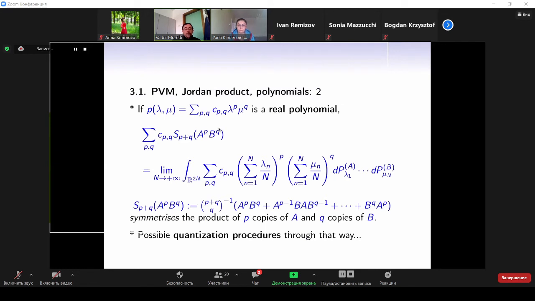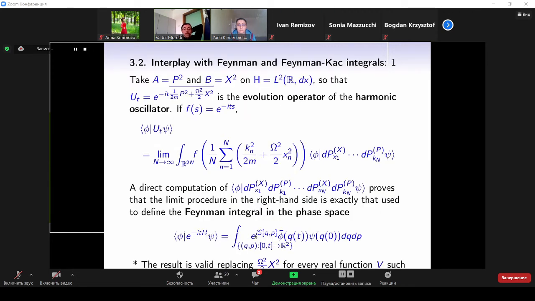And it is also possible to extend the formula to polynomials symmetric in two variables. So it is possible to associate to polynomials an operator which is a function of two non-commuting operators. This is the starting point for a quantization procedure, different from, for instance, Weyl quantization or Berezin quantization and so on. I'm almost finished.